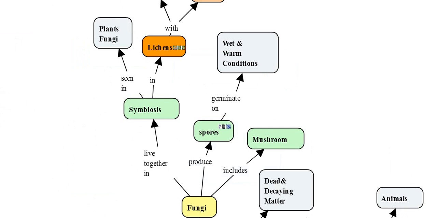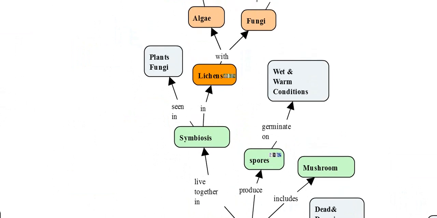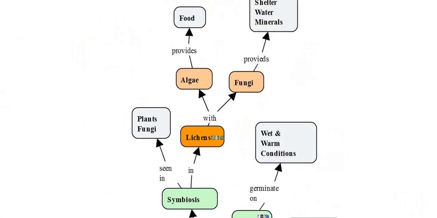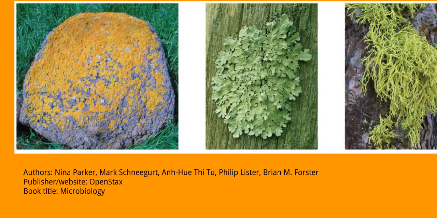These are the spores. The important point about fungi is that a few fungi live together with some other organisms. This process is called symbiosis. Symbiosis is seen in plants and fungi, and symbiosis in lichens is the association between algae and fungi. Algae provides food to the fungi, and fungi provides minerals, water, and shelter. Here you can see the example of lichens.